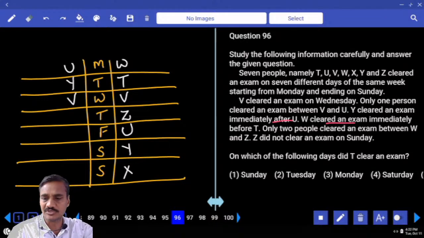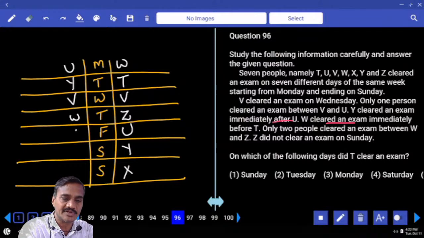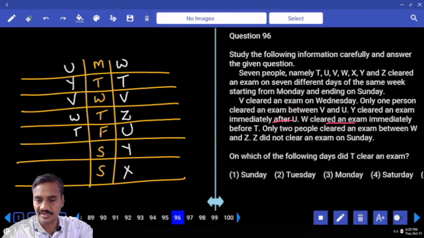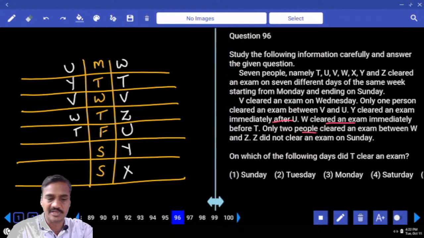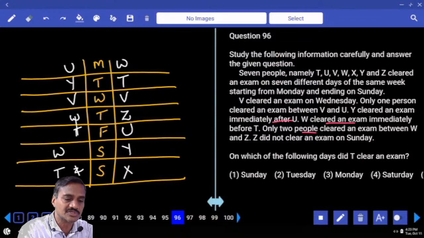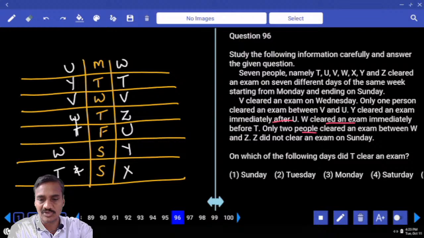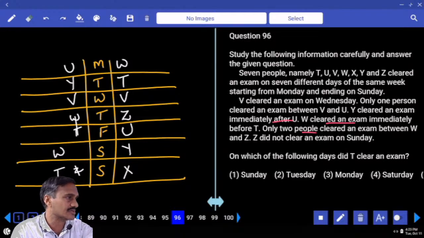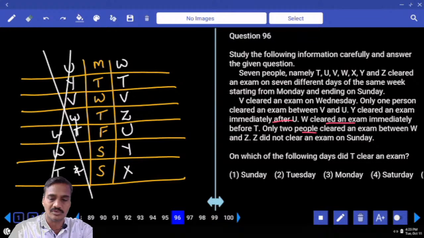మీకు వేరే పాసిబిలిటీస్ ఏమైనా ఉన్నాయా? Now W is immediately before T అంటే W and T ఇక్కడ రావాలి. Then in between, there are only 2 people between W and Z. Z is here, not possible. అవునా కదా? Hence ఇంకా next possibility W and T ఇలా రాసుకోవచ్చా? W and T. And W cleared an exam immediately before T. And 2 people between W and Z, not possible at all. కనుక W ఇక్కడ ఉన్నప్పుడు కూడా మనకి not possible. This case is completely ruled out.